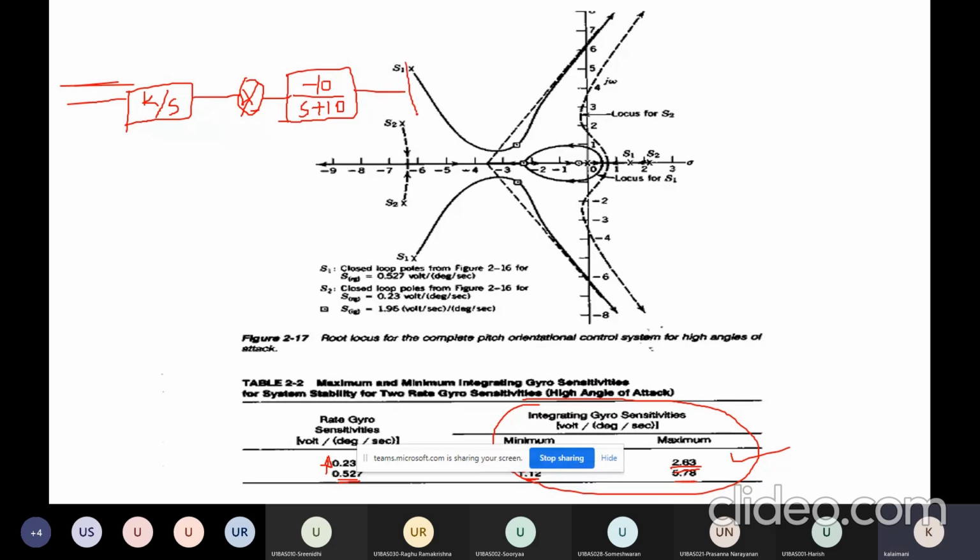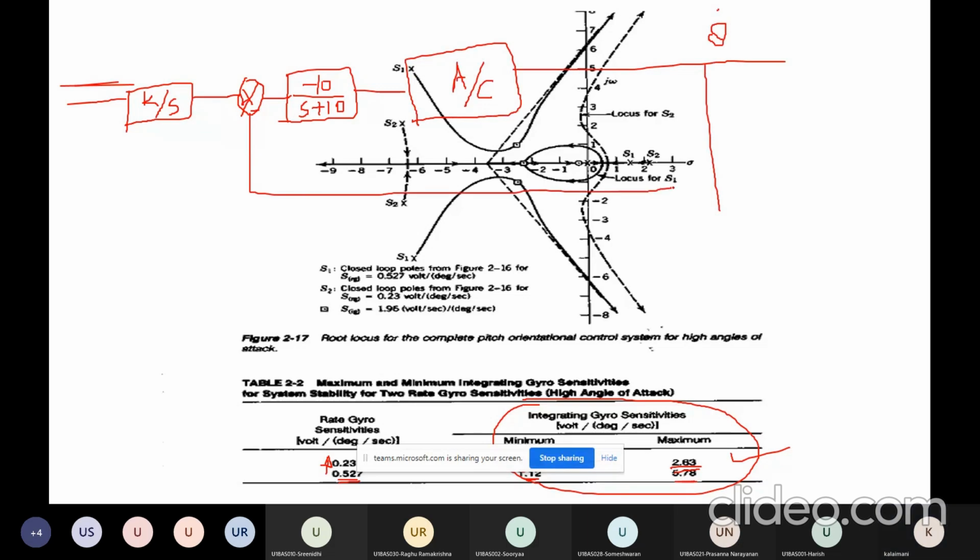Then you have the aircraft transfer function for the aircraft dynamics, which is already specified. Then the pitch rate, theta dot, is the output, which is compared with the rate gyro sensitivity, and also fed back to the integrating gyro command input. Okay, this is the complete block diagram of your pitch orientation control system.